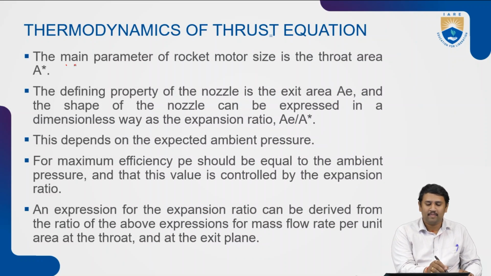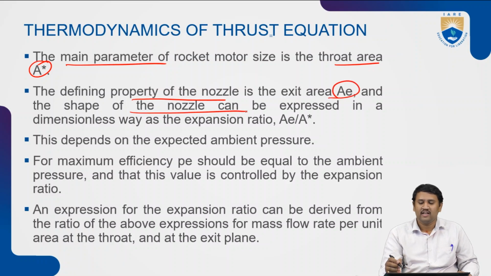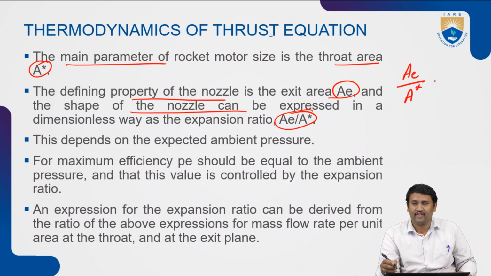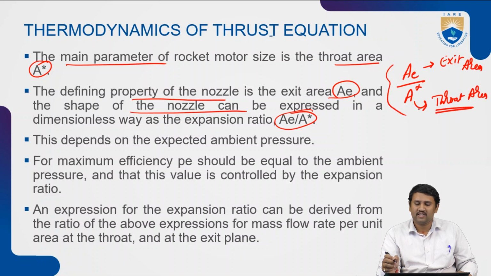The main parameter in any rocket motor sizing is the throat area, which is denoted by A star. The defining property of the nozzle is its exit area, as well as the shape of the nozzle, which can be expressed in a dimensionless way as an expansion ratio denoted by Ae to A star, where Ae is my exit area and A star is my throat area, which is nothing but my expansion ratio.